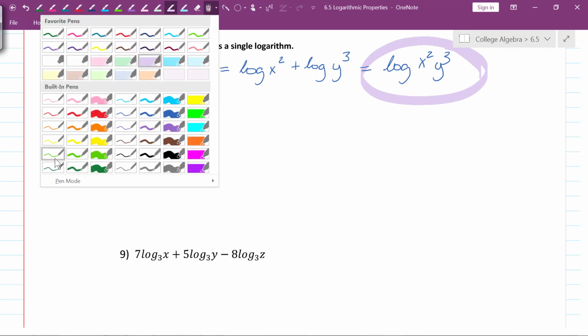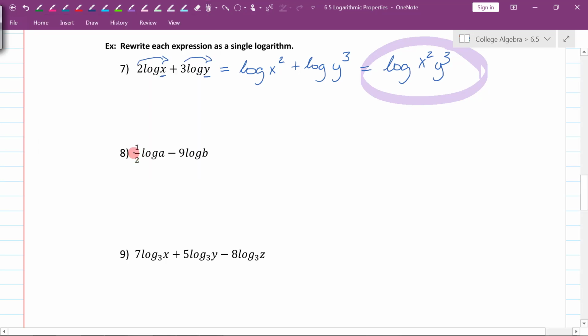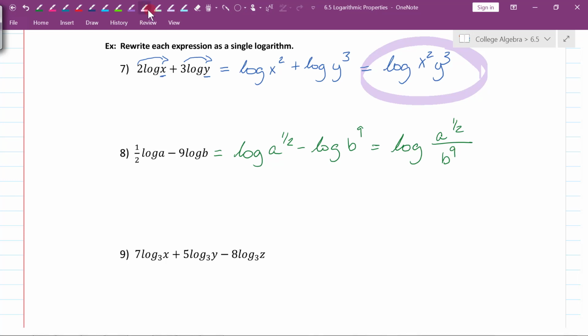Welcome back. The first thing I want to do on this one is apply the power rule in reverse, and raise each of our factors to the appropriate exponent. So this is going to equal log a to the 1/2 subtract log b to the 9th power. I have a subtraction sign, so that means this is going to be my numerator, this is going to be my denominator. So this is going to be equal to log of a to the 1/2 divided by b to the 9th. And this right here is our answer.